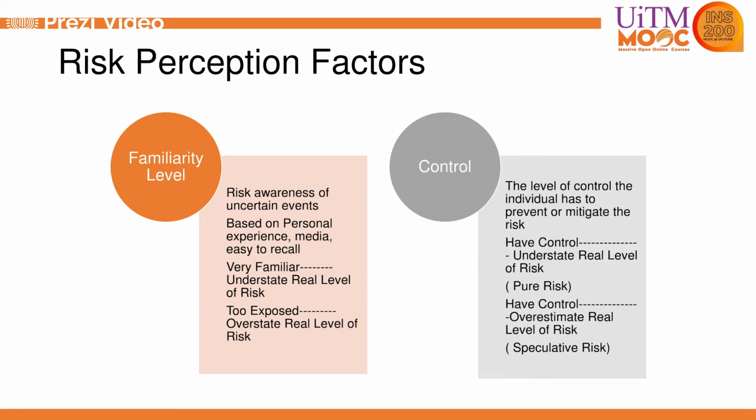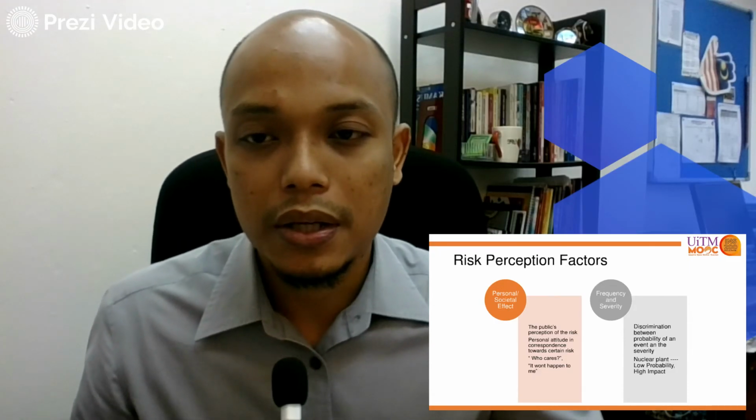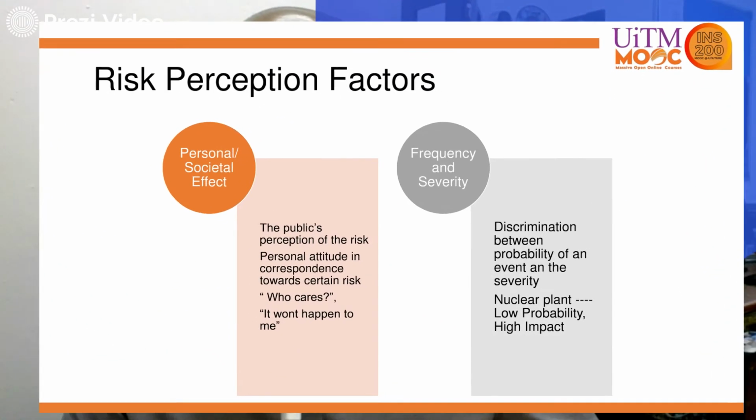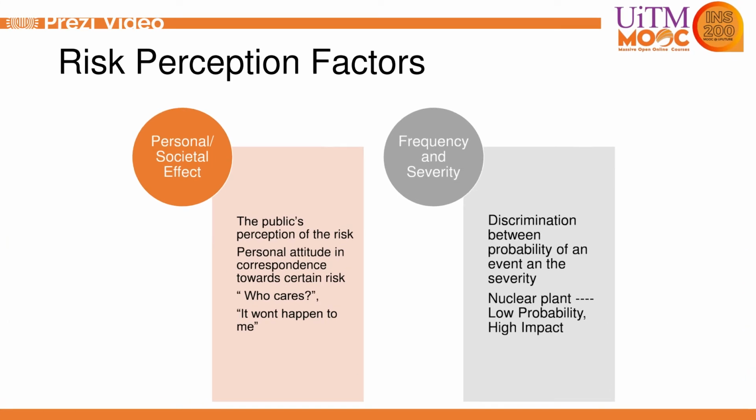Okay, the next one we have is personal and societal effect. This is the public's perception of the risk itself. Societal refers to the public or the society, and the personal attitude refers to an individual. It depends on your personal attitude toward a certain risk. So this kind of thinking or attitude occurs in yourself, where you say, who cares, it won't happen to me syndrome.